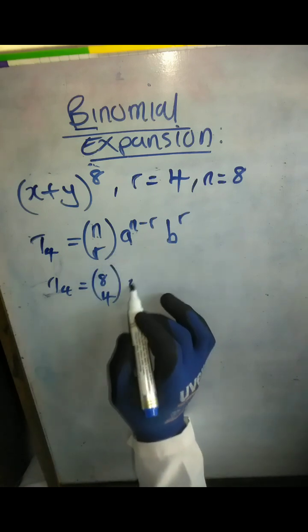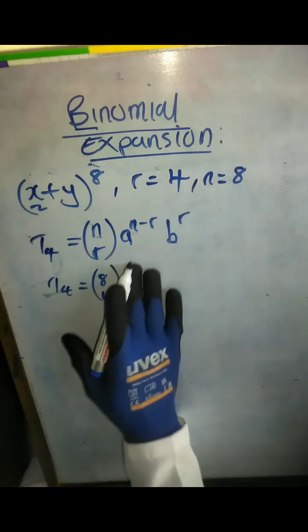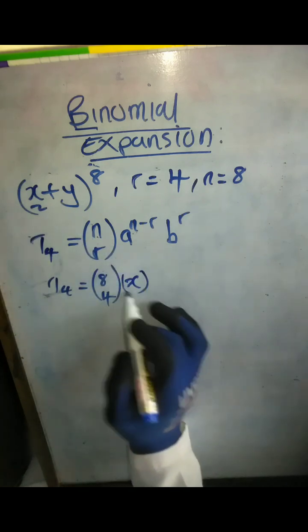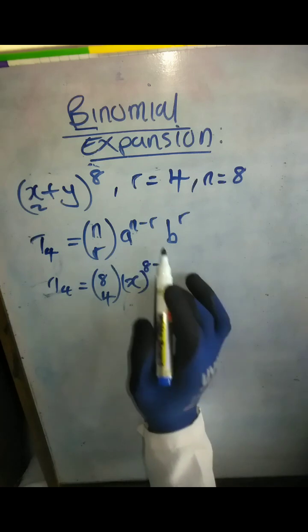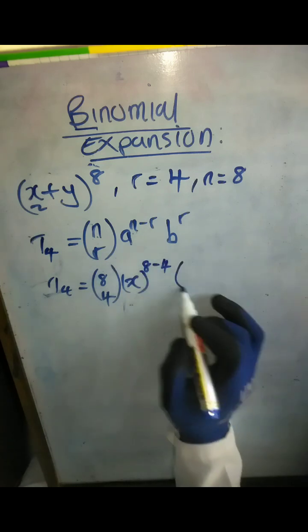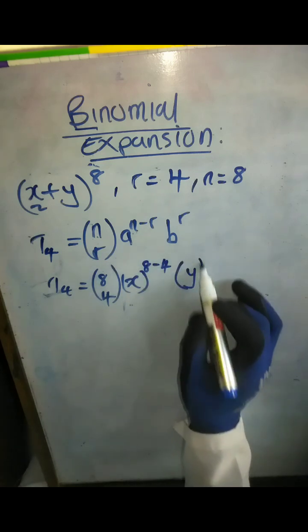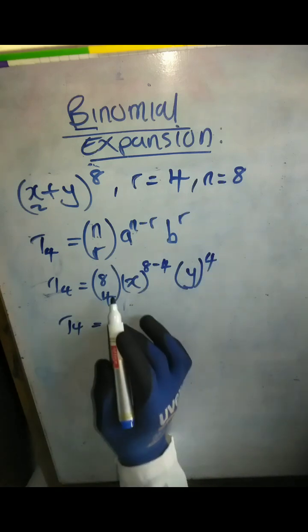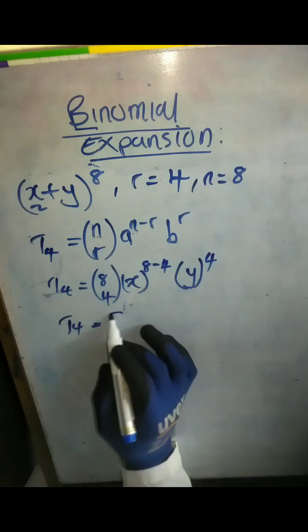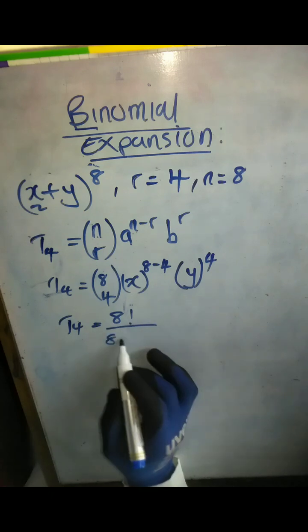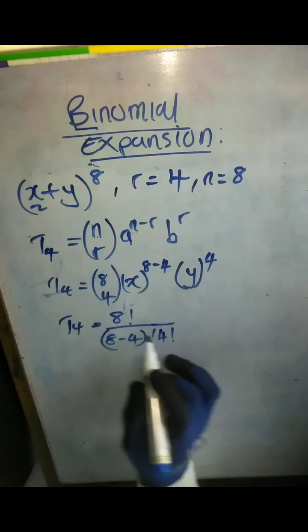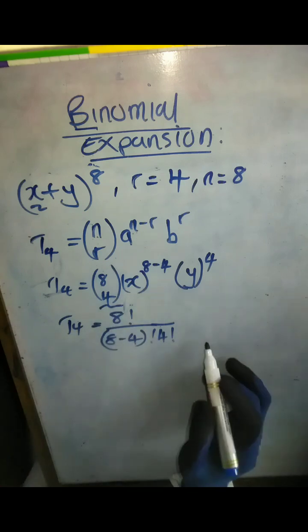Then our a is x. This is our a, which is just x. Sorry, we have x to the power n minus r, which is 8 minus 4, it's 4. Then our b is y to the power 4. Then we have n, which is 8 factorial over 8 minus 4 factorial, then 4 factorial. That's what this part means, combination.